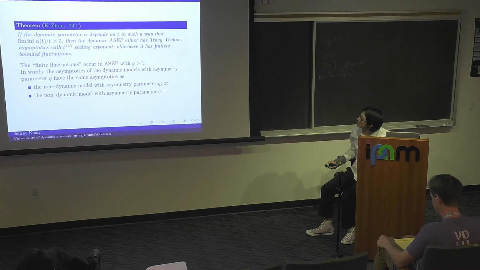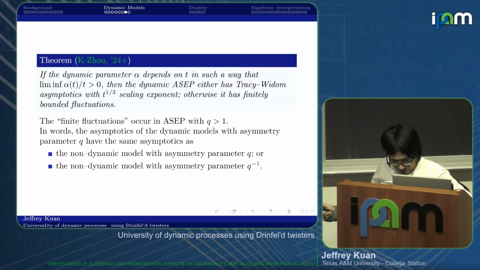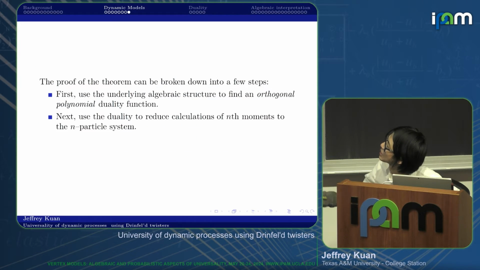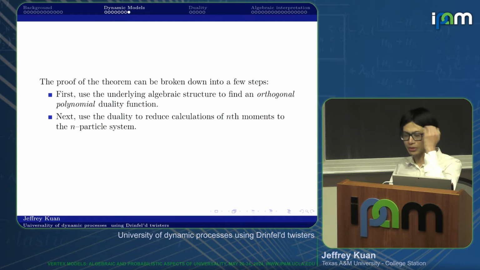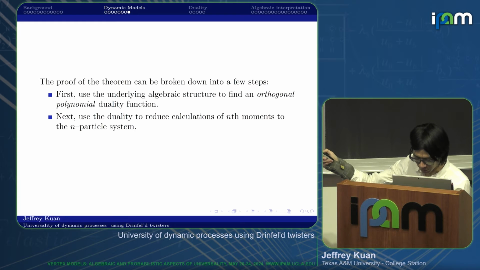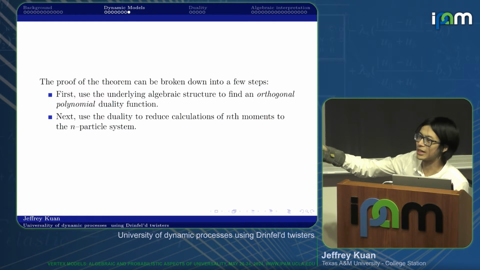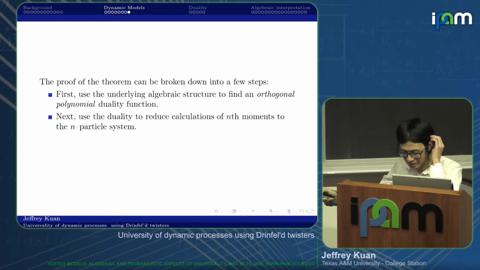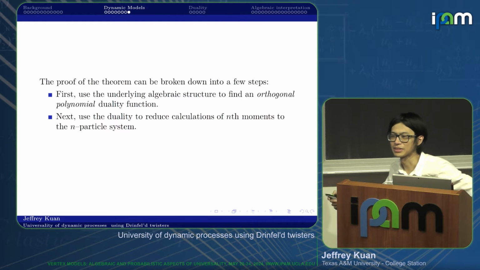Okay, so that was dynamic processes. So the rest of my talk will be explaining what Drinfel'd twistors are. But before I go into the algebraic part, here's the probabilistic connection. I'm going to use something called orthogonal polynomial duality. This first line here could be an entire talk, and in fact, I think Zheng has given an entire talk on this.